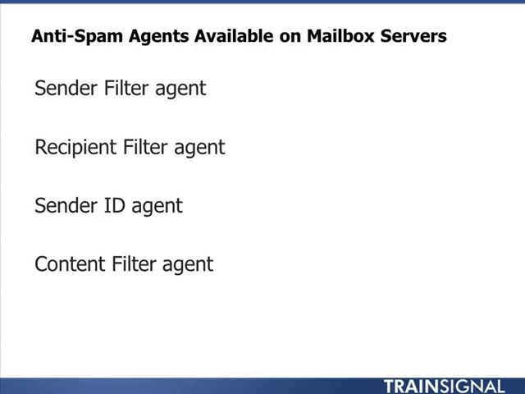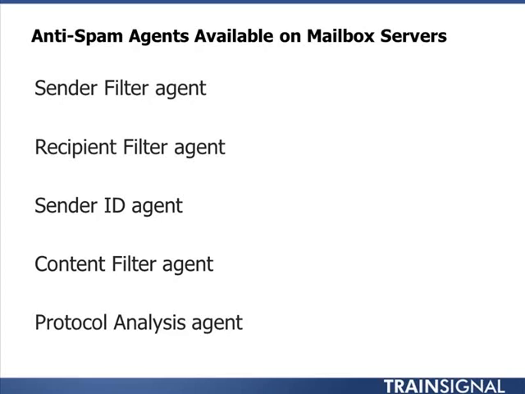And then we have the protocol analysis agent, which looks at the sender reputation. So sender reputation relies on information about the IP address of the sending server and also the sender reputation level, or SRL. This is calculated using different characteristics of the message and different tests that are performed on the message to see if this message is spam or not. So these 5 anti-spam agents, they're available on mailbox servers, but only if you enable the anti-spam agents.